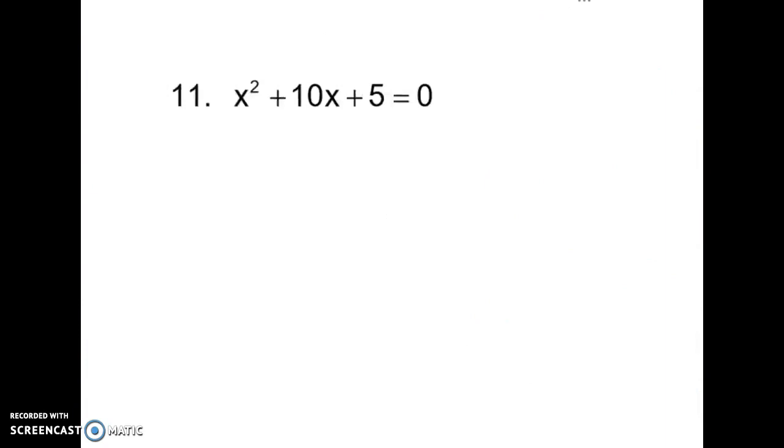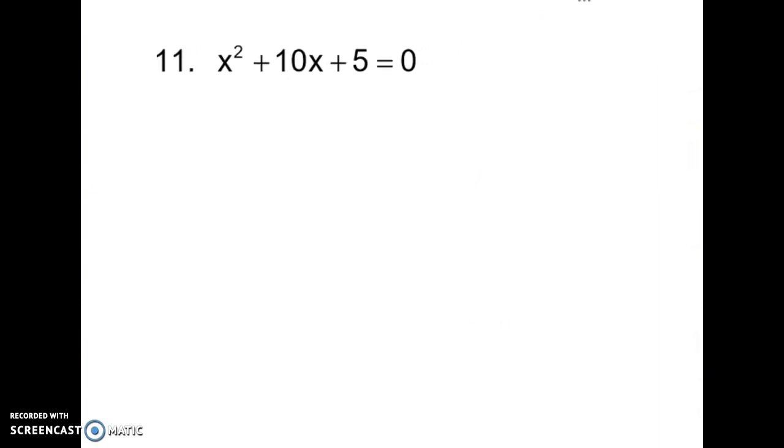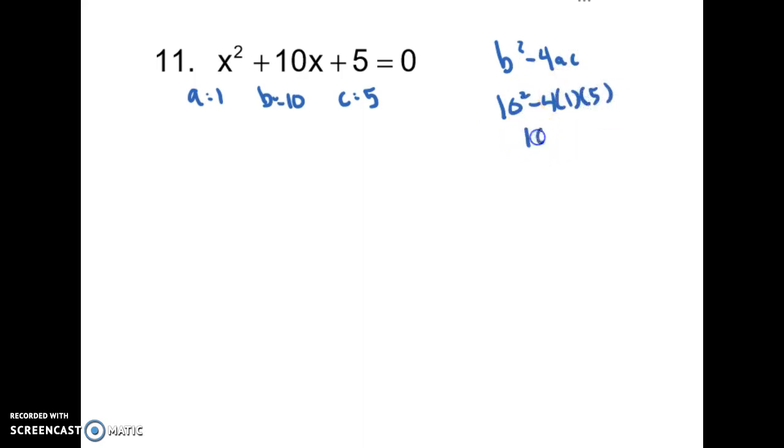All right, one more. We have this problem right here. It's already set up, ready to go for us. It equals 0. So I'm going to take a equals 1, b equals 10, and c equals 5. And again, I'm suspecting it's not going to be factorable. Let's just verify. So b squared minus 4ac would be 10 squared minus 4 times 1 times 5, which is 100 minus 20, would be 80. Not a perfect square, not factorable.